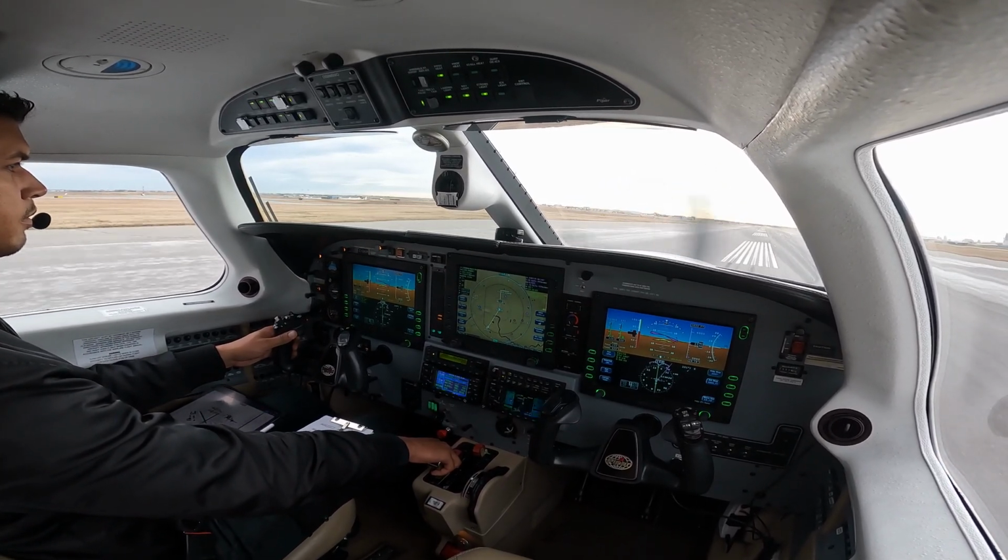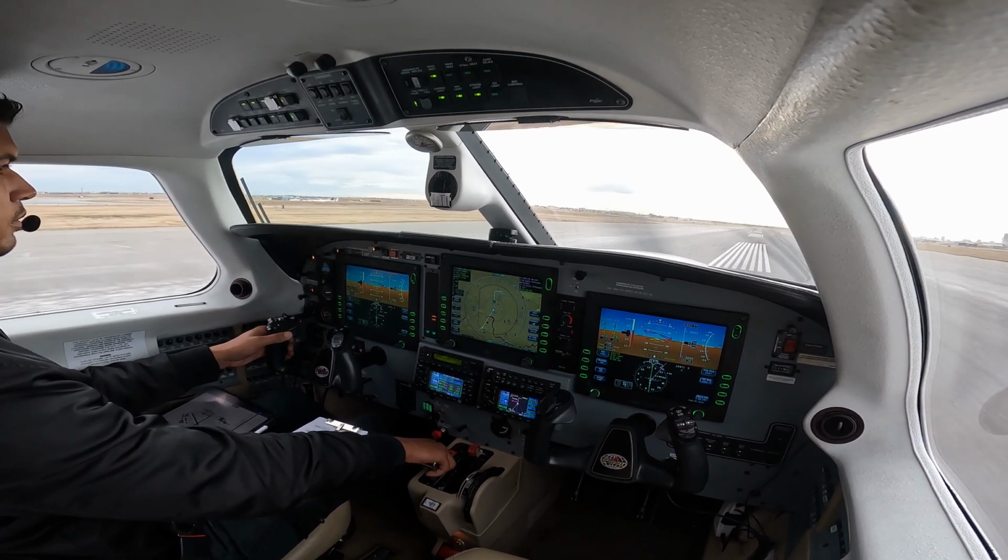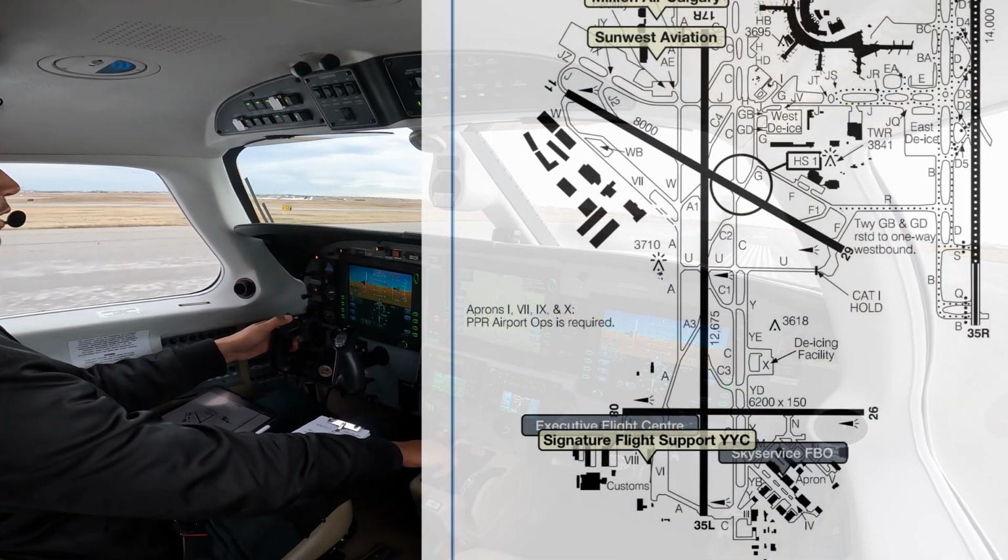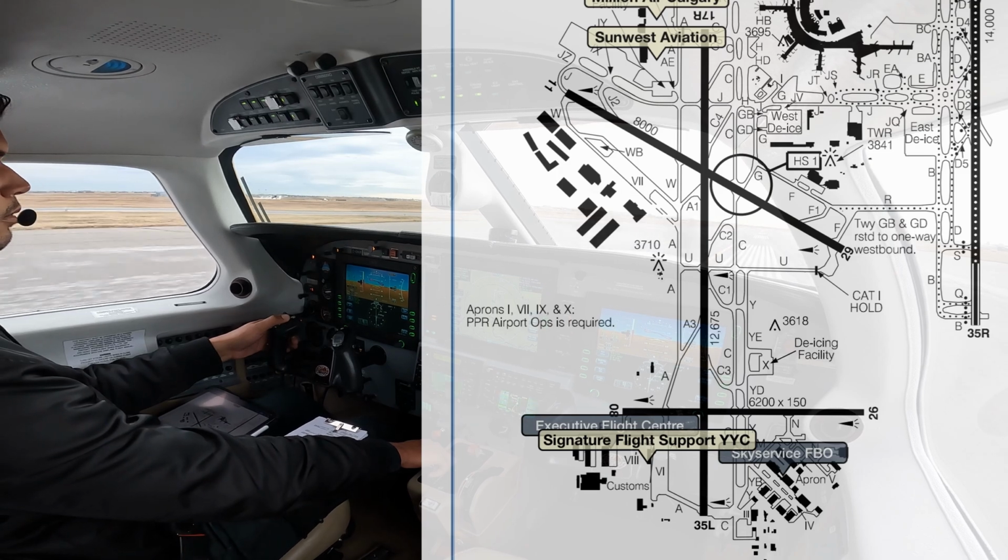Hotel Victor Mike, Alpha 3 exit, contact ground on 1219. I'll exit on Alpha 3 and contact ground 219 Hotel Victor Mike.